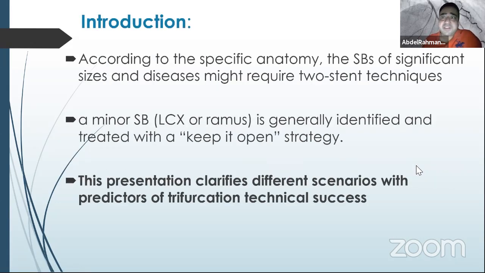And according to the specific anatomy, the side branches of significant sizes and diseases might require, of course, two-stent techniques. Most of the techniques were explained in details throughout all the bifurcation course. And our dear followers and audience can revise all the webinars from webinar one till this one. A minor side branch, if it is LCX or RAMUS, is generally identified and treated with a keep-it-open strategy. This presentation will clarify different scenarios with predictors of trifurcation success.